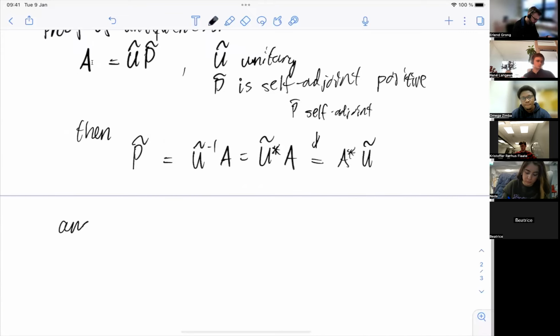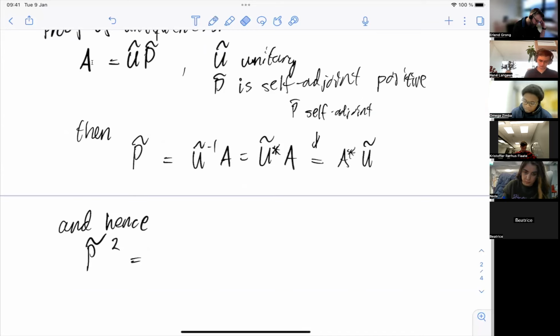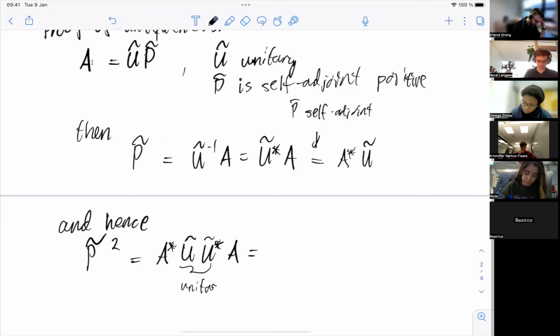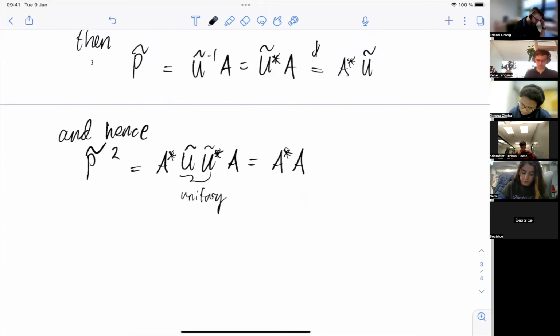And that means that if I take the square, then this should be equal to this version here of P. A star U tilde, and then you have U tilde star A. Now these are unitary, so this just becomes the identity. So here you have A star A. So we see that P square needs to be equal to A star A.